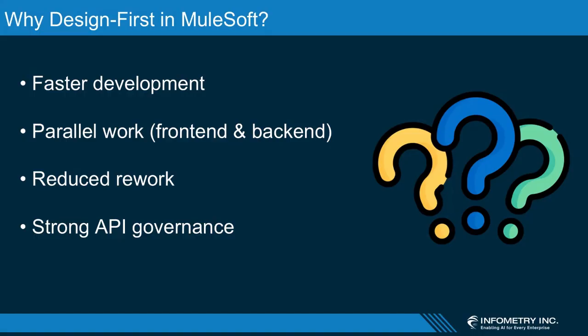Once we design first, we can take that design and generate the MuleSoft flows, which allows us to develop faster. It also reduces manual coding and lets developers focus on business logic. Then there is parallel work. Front end and back end teams can work simultaneously using the same API contract, because it has already been defined in the design phase.